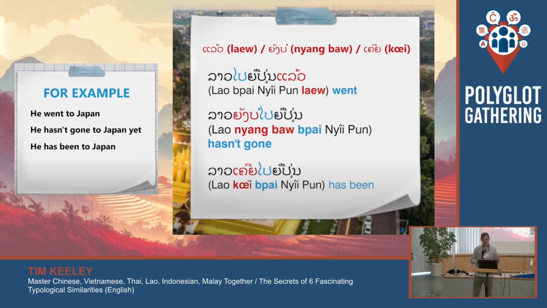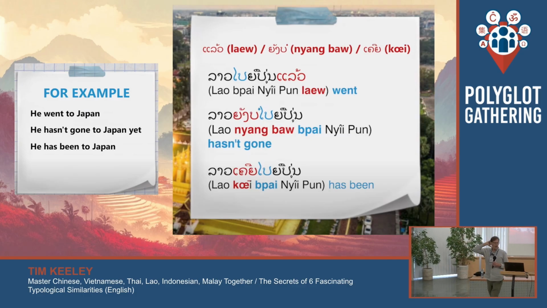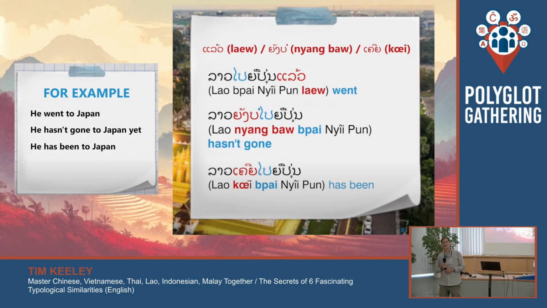Okay, so in this case, we're using Leo. By Leo, he went to Ipun already. But this one is different. The other one was Yang, and this is Yang Bo. Now, Bo is just the negative marker. In Thai, it's Mai. So it's also a question word.